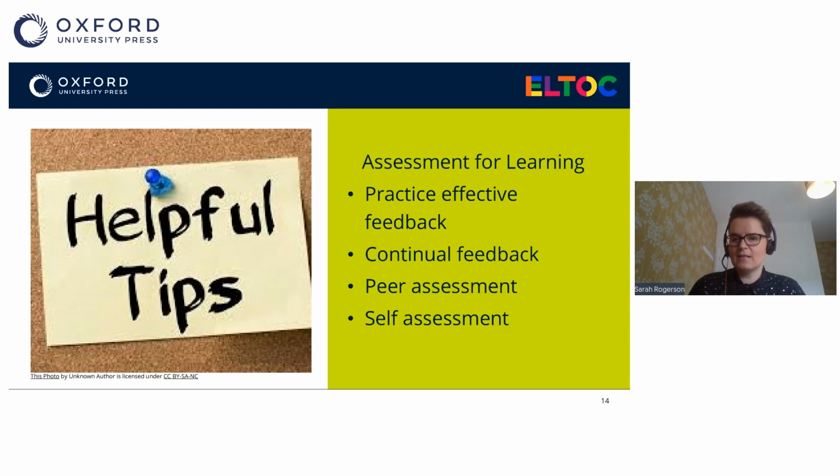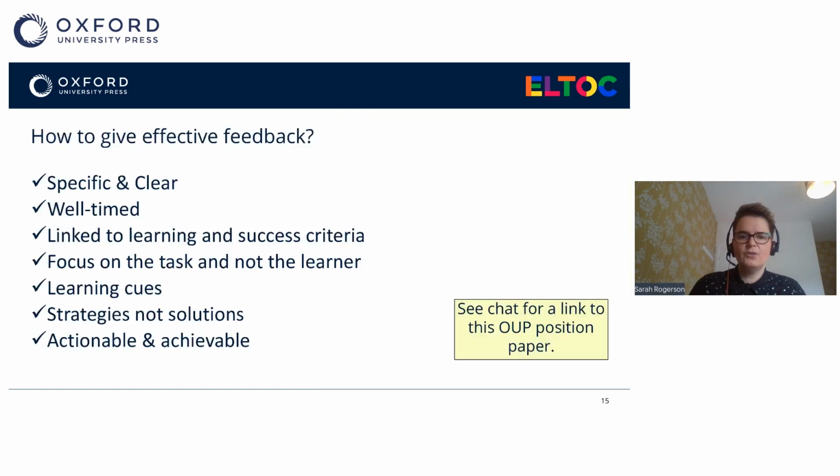In terms of practicing effective feedback, there's a link that's going to come up to an OUP position paper, and OUP have 7 clear directives for giving effective feedback. The first one is feedback needs to be specific and clear. The second one is feedback needs to be well timed. The third one, we've been talking about this a lot today, is it needs to be linked to learning and success criteria. The fourth one is you need to focus on the task, not the learner.